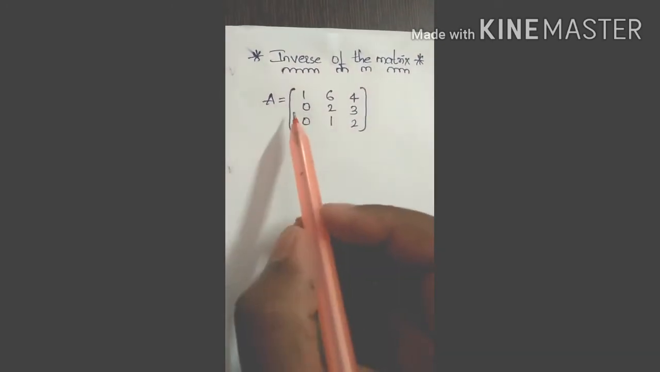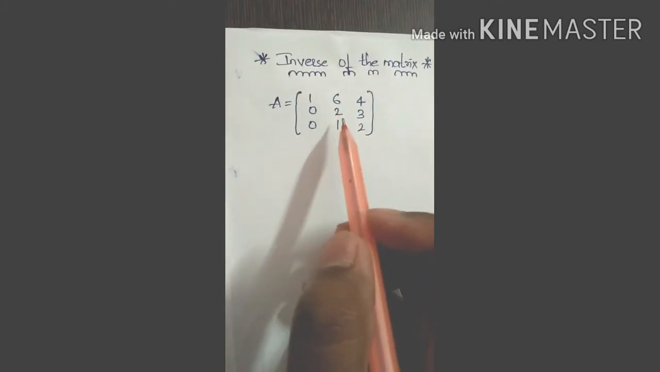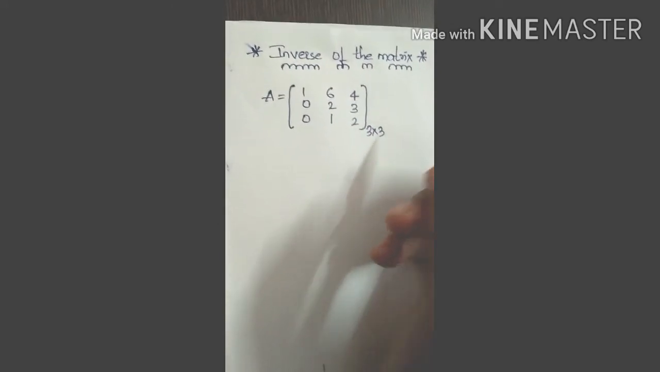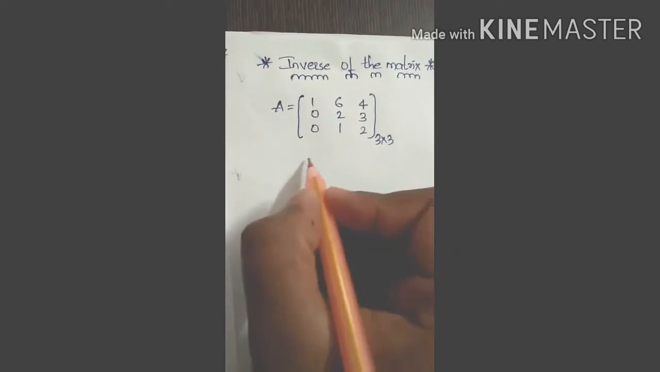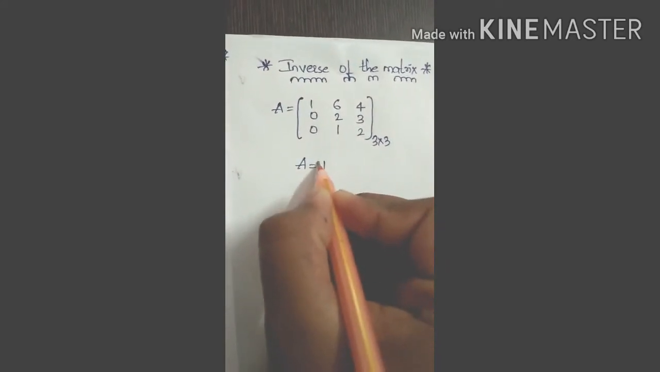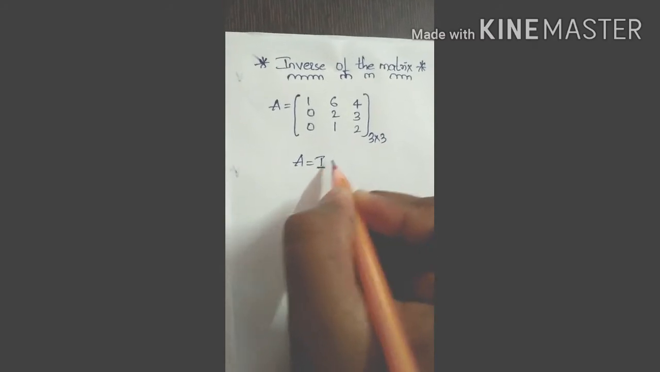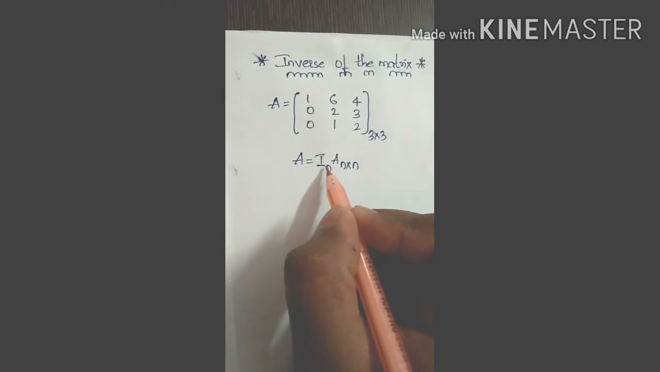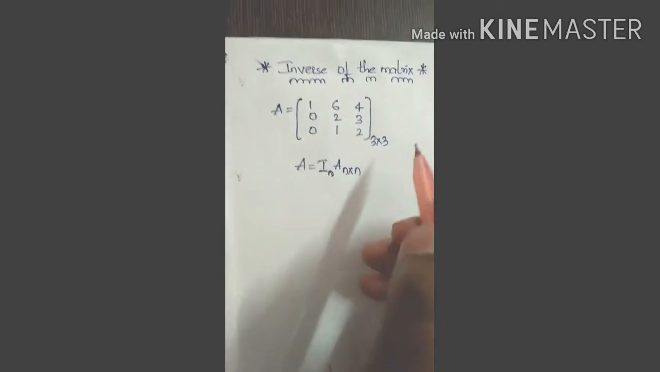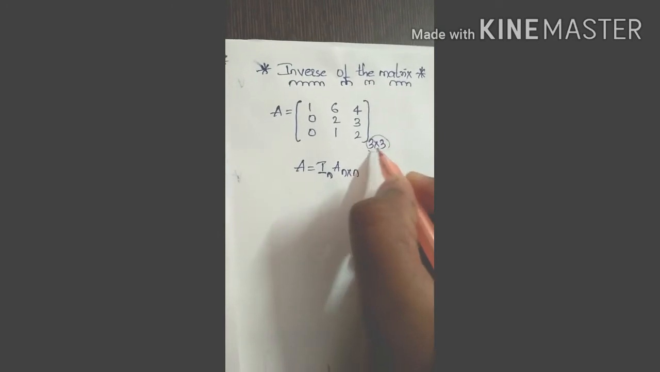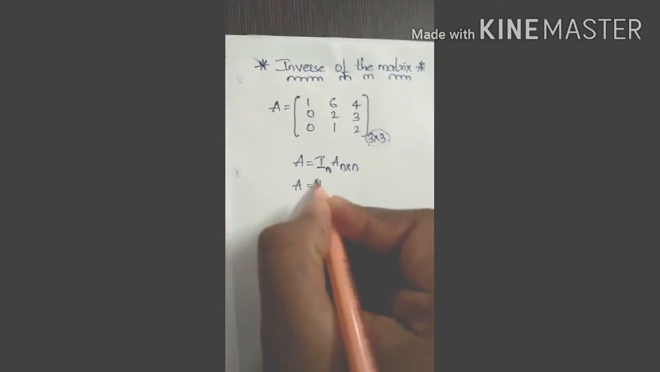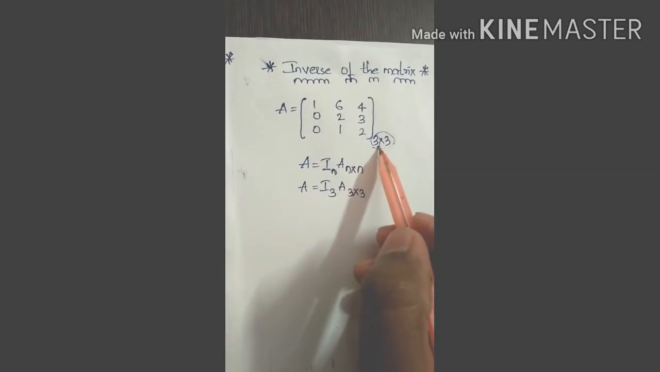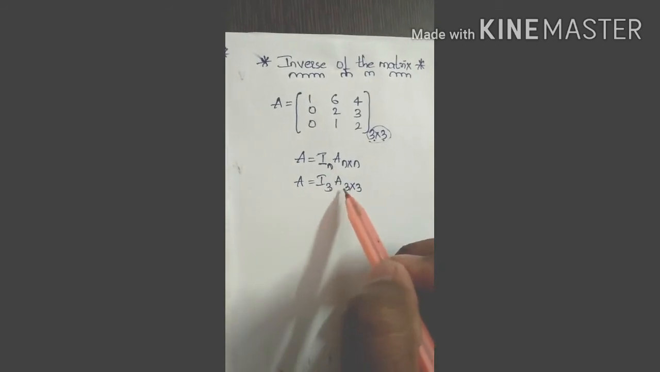For the inverse of the matrix, we have given an example: A equals [1 0 0; 6 2 1; 4 3 2], which is a 3 by 3 matrix. Here we have the condition that A equals I_n A, where n is the order of the matrix A. The order of matrix A is 3 by 3, so A equals I3 A. If we had a 4 by 4 matrix, we would use I4.